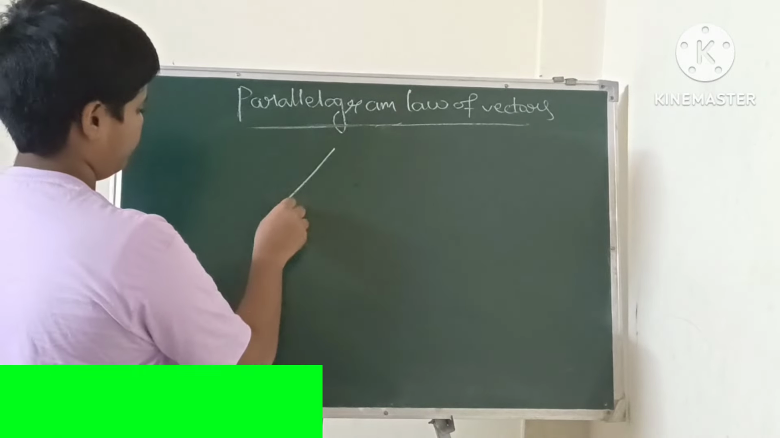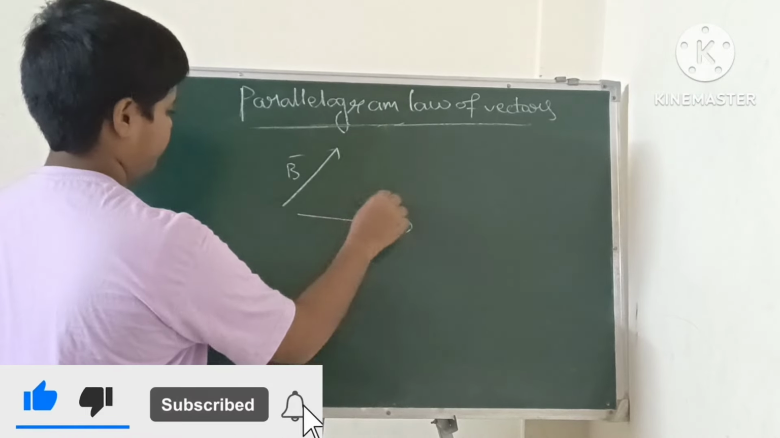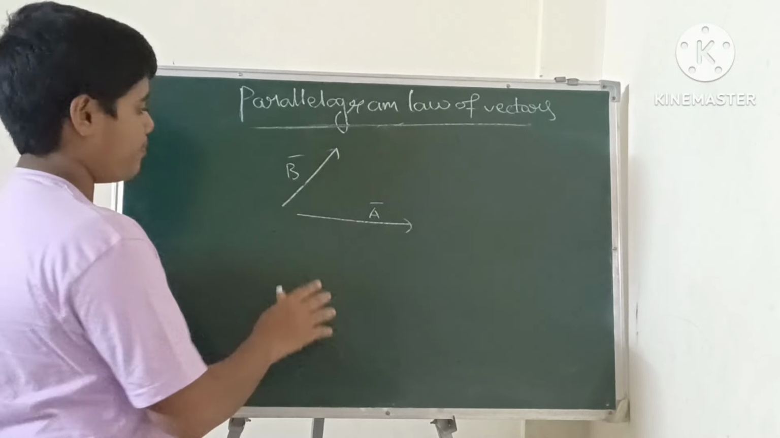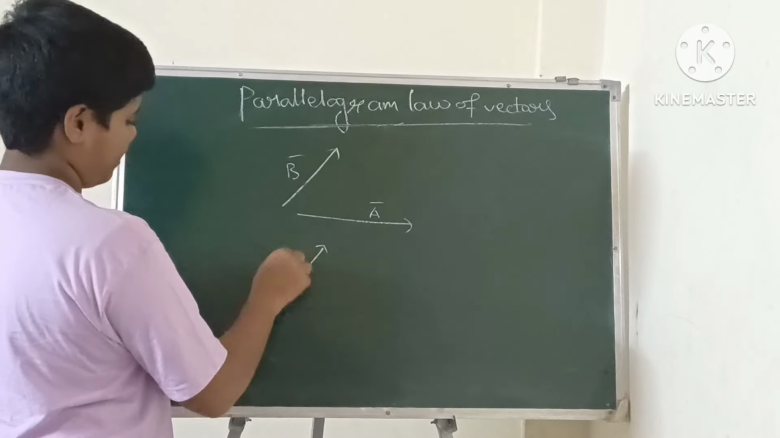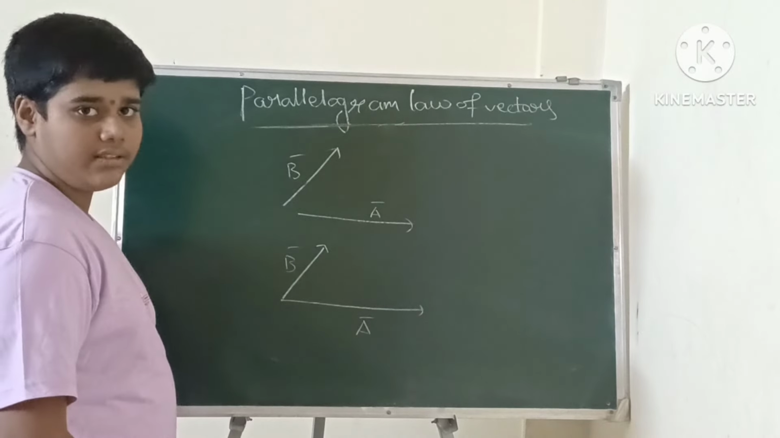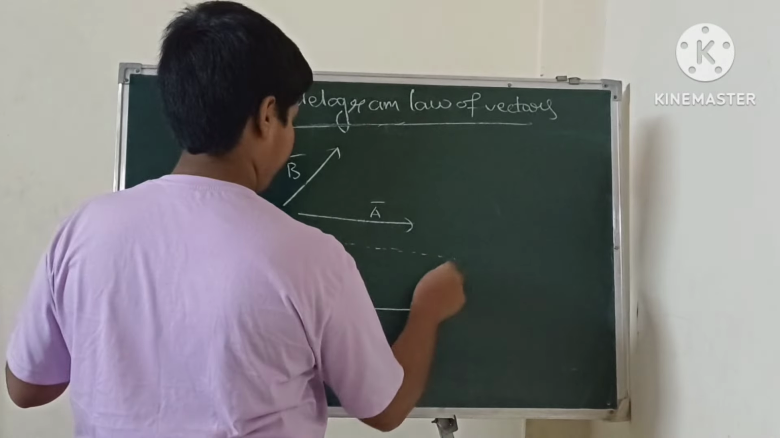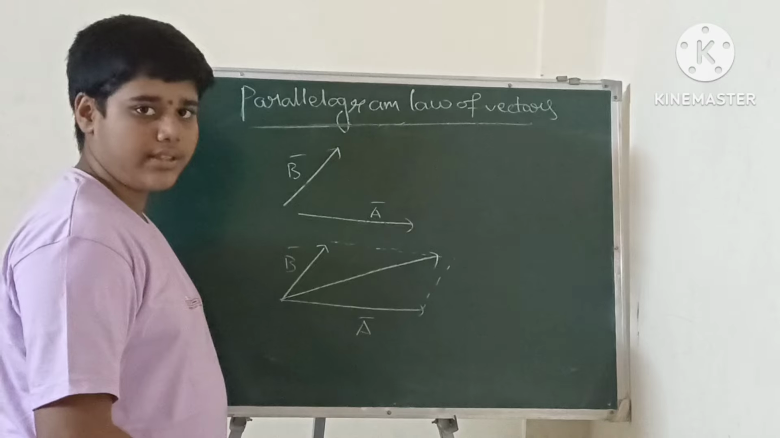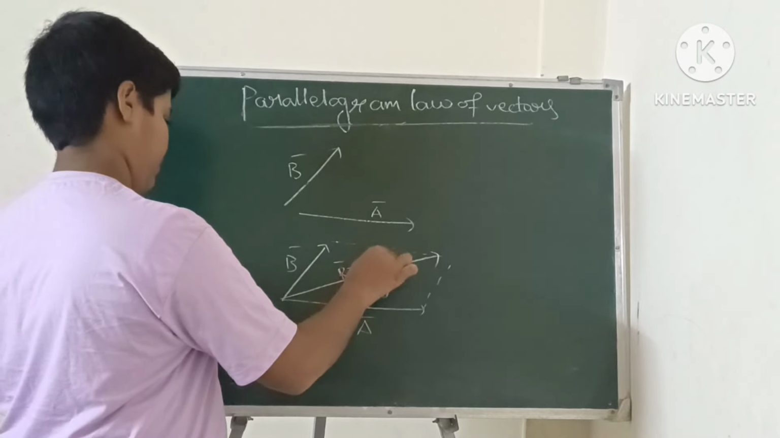Two vectors, B bar and this is A bar. These two vectors should be the sides of a parallelogram. See, this is B bar and this is A bar. So we have to draw it as a parallelogram and the resultant should be like this. Here the resultant R bar is equal to A bar plus B bar.